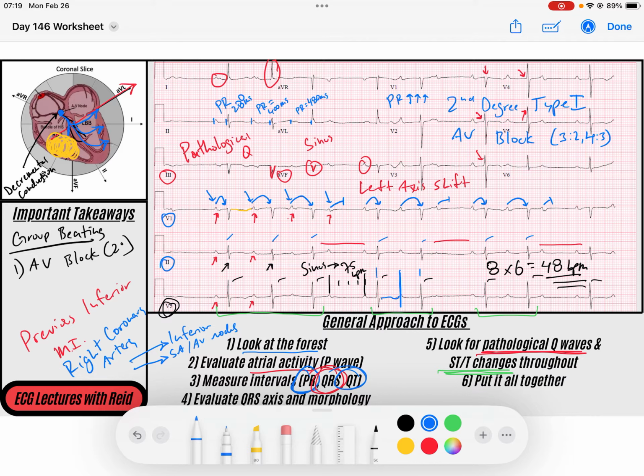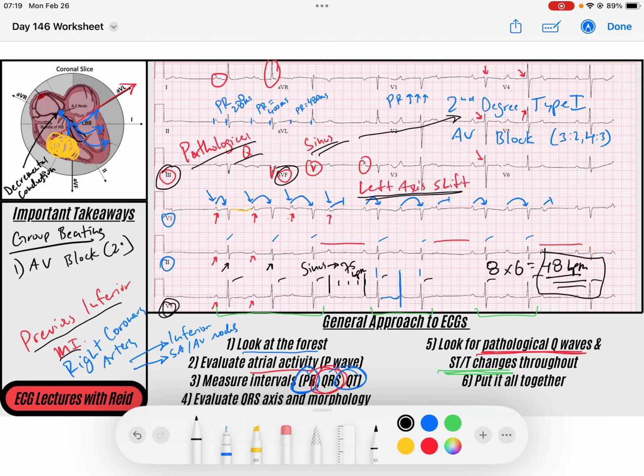Pretty cool. So let's put this all together, and what do we get? We've got a sinus rhythm with a second-degree type 1 AV block leading to a ventricular response of 48 beats per minute. We have left axis shift that is likely best explained by previous inferior myocardial infarction, which is represented by pathological Q waves in leads 3 and AVF.